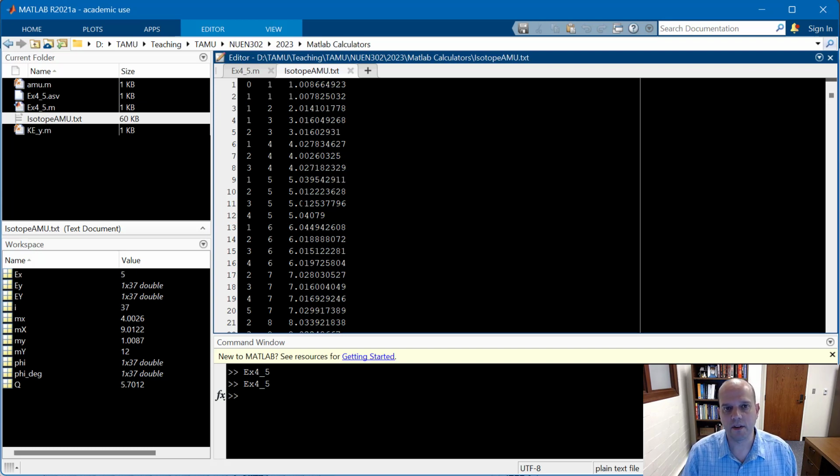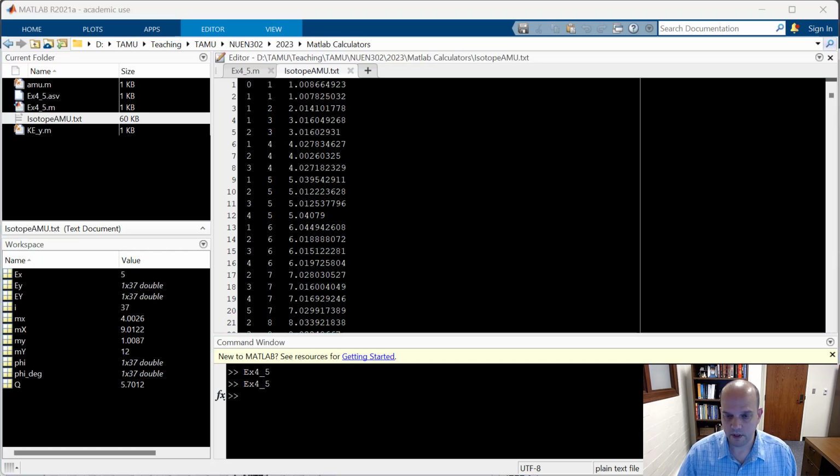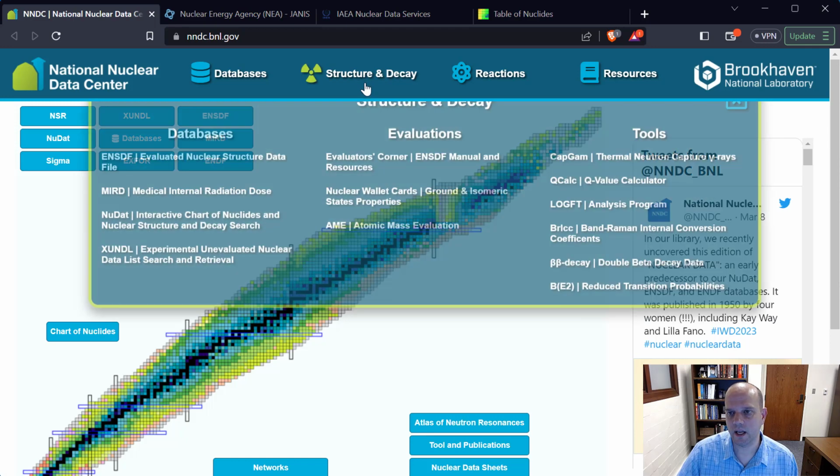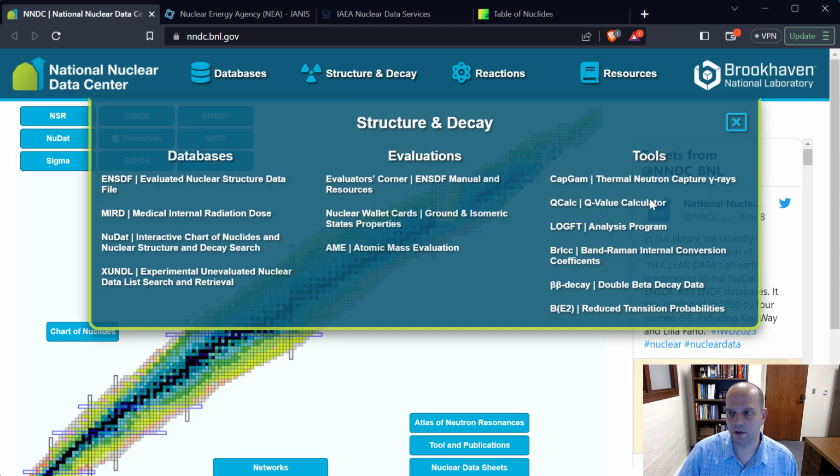Now, there are some calculators available through trusted sources, and I'll show you one of those right now. Then we're going to compare that to one of the early examples that we did during this lecture. If you come back to the Brookhaven National Nuclear Data Center here, and you come up to the structure and decay here, you'll see there's a tools section here, and there's a Q value calculator.